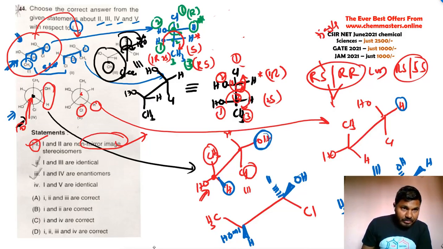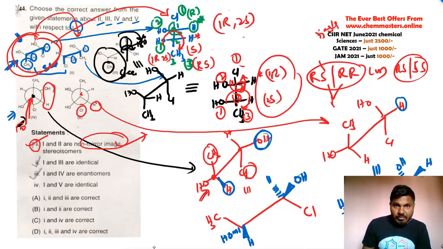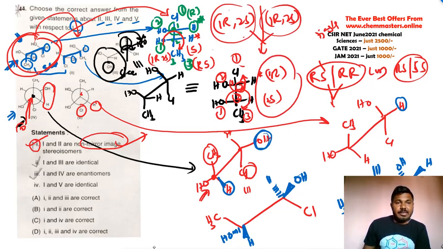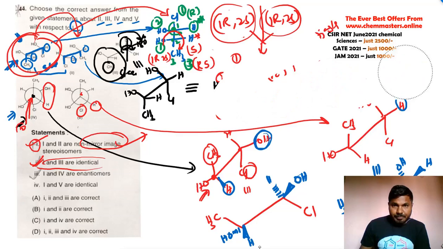So as we said, the first Fischer projection has 1R and 2S, whereas the third one is also having 1R and 2S. That means these two are simply identical. So 1 and 3 are identical, and the second statement is also the correct statement. Right, now just look at the third one.